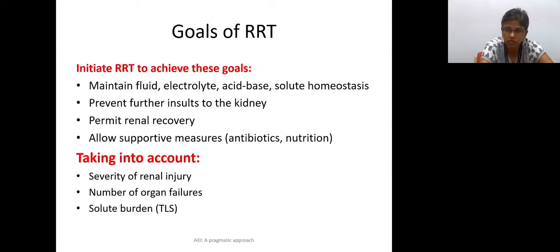The goals, once you start renal replacement therapy, the goal is that you want to maintain the patient in the best possible balance for their electrolytes, their acid base, and their fluid. You want to ensure they don't have any further insults to the kidney. This allows the kidney to recover. And at the same time, you keep supporting the patient with antibiotics and nutrition.